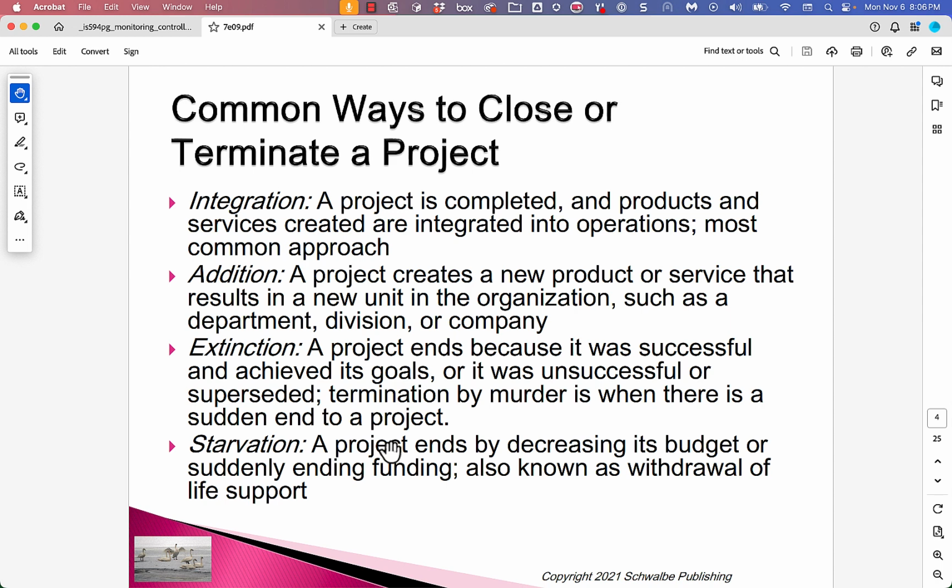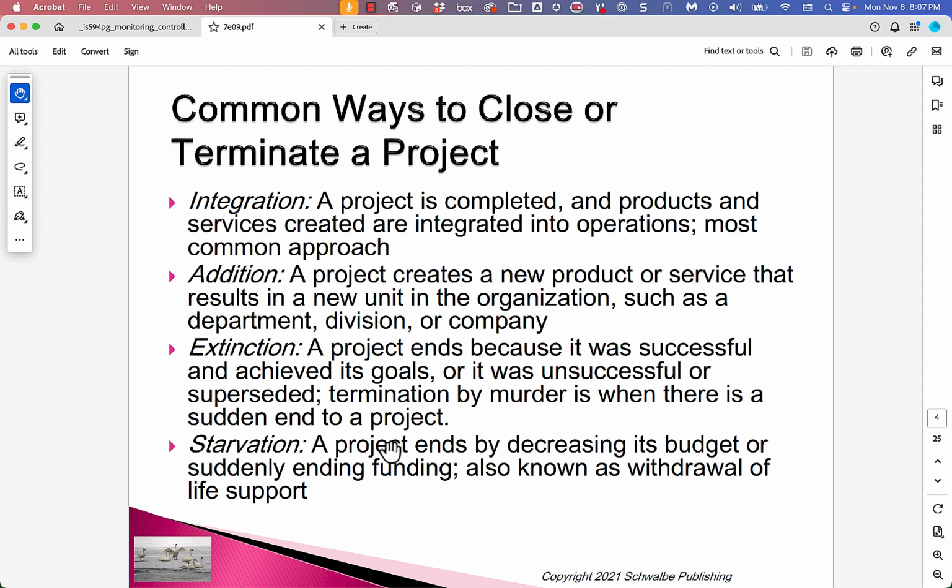Addition. A project creates a new product or service that results in a new unit in the organization, such as a department, division, or a company. So I guess it's only handed over to continuing operations at the very highest levels of the organization because the rest of the organization didn't exist before the project. So it's maybe a special case of integration.